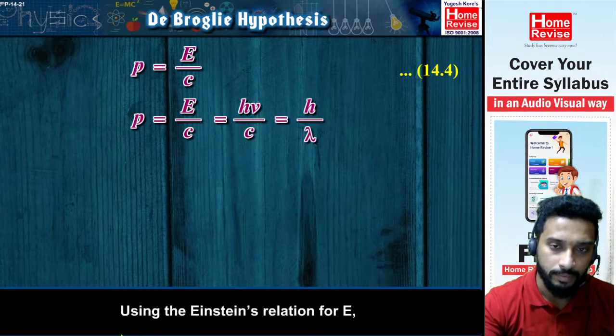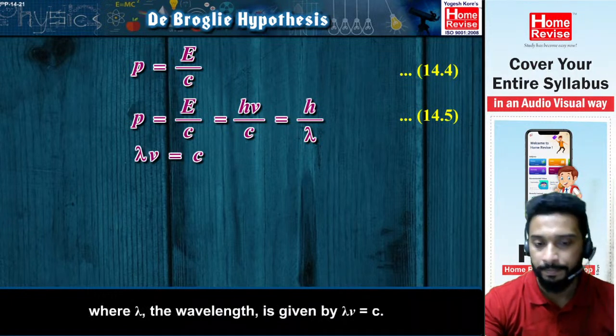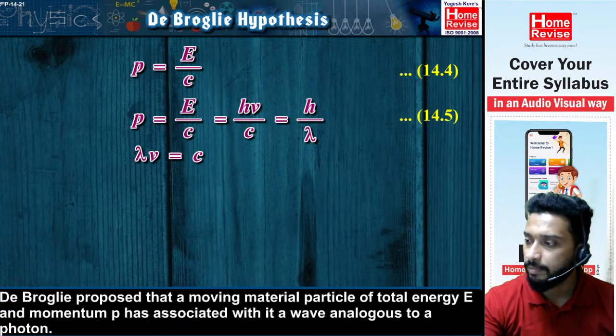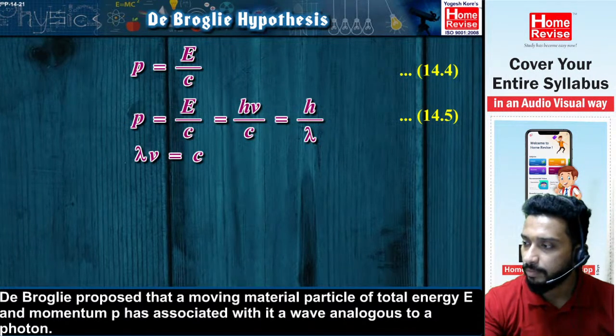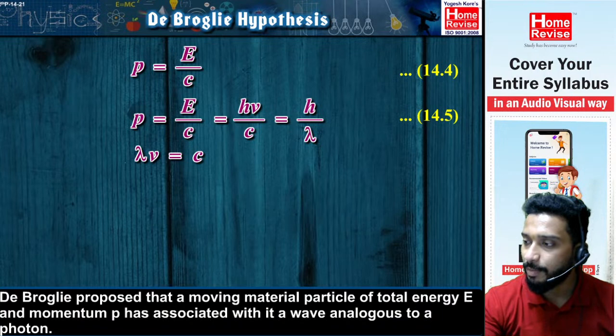Using Einstein's relation for E, P is equal to E upon C, which is equal to h nu upon C, which is equal to h upon lambda, where lambda, the wavelength, is given by lambda nu is equal to C. De Broglie proposed that a moving material particle of total energy E and momentum P has associated with it a wave analogous to a photon.